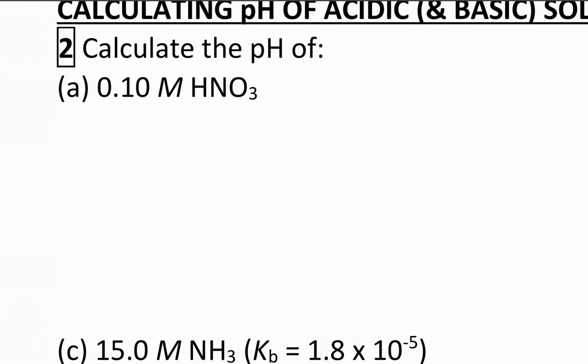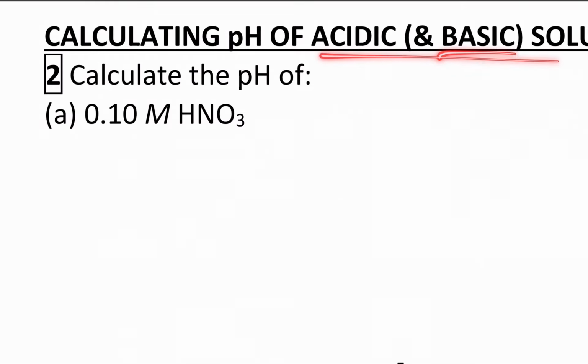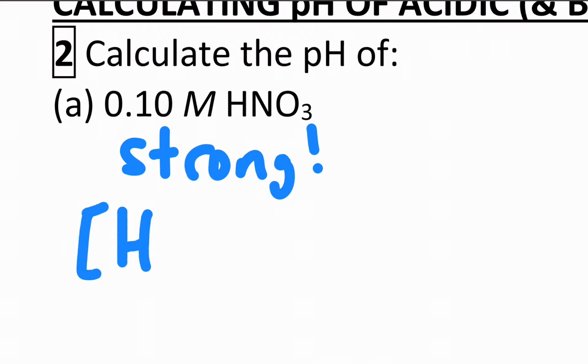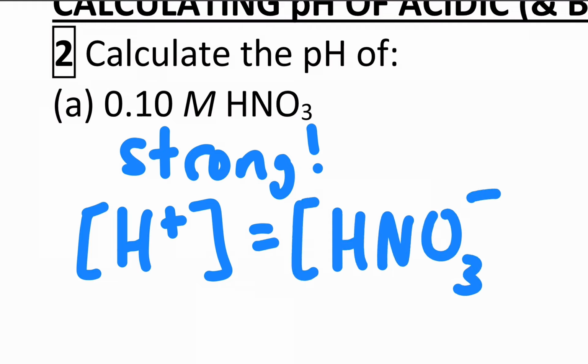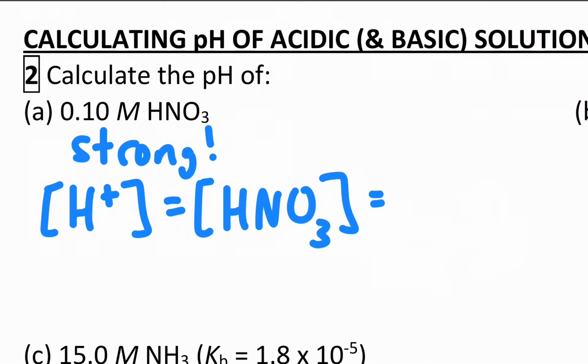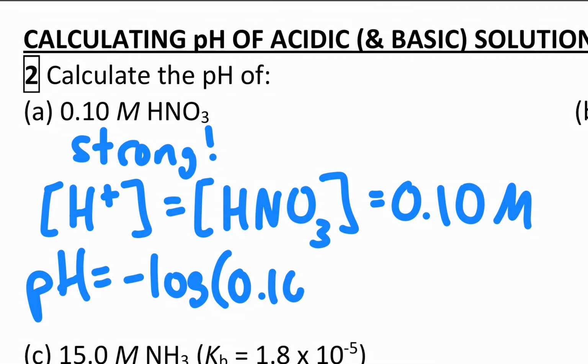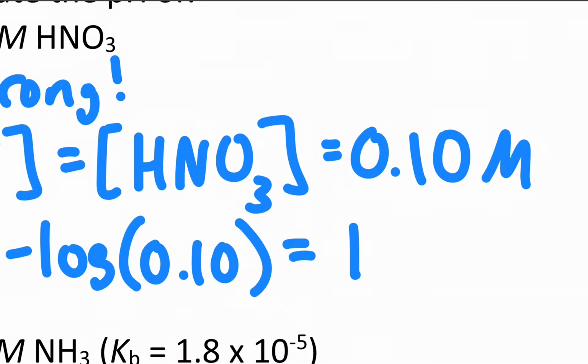Okay, so let's say I want to find the concentration of an acidic solution or a basic solution. We usually use pH to determine this. So the first one shows me 0.1 molar nitric acid. This is strong, so my concentration of H plus is equal to the concentration of the nitric acid, which is 0.1 molar. So the pH is just the negative log of 0.10. And when you take the negative log of a tenth, you get 1. And you could write it as just 1.